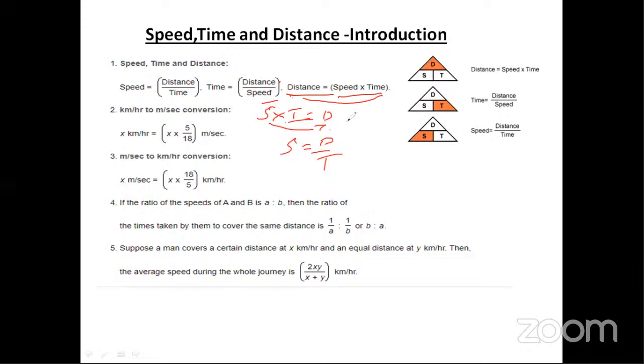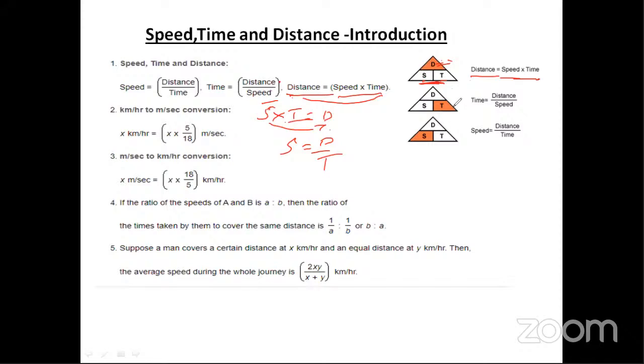But how to remember this? We can use this triangle. You can simply remember this triangle wherein we have D on top, and the bottom two sections we make speed and time. When we need D, distance is equal to these two identities multiplied. That is, speed and time will be multiplied, speed into time is equal to distance.